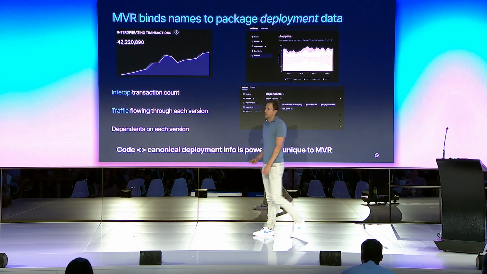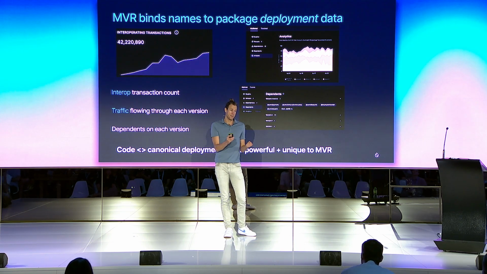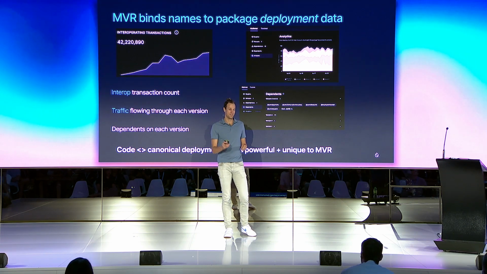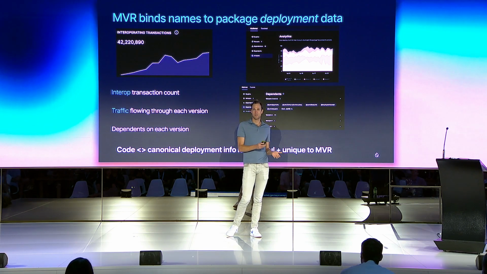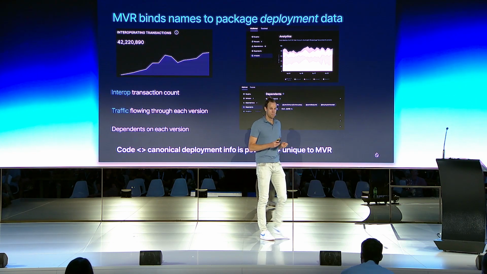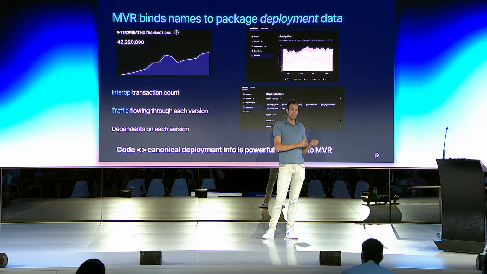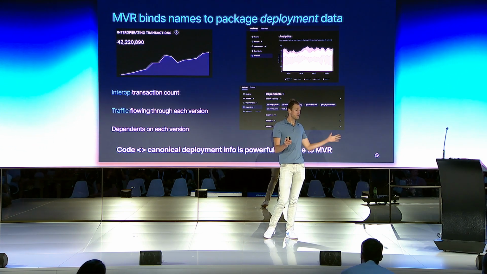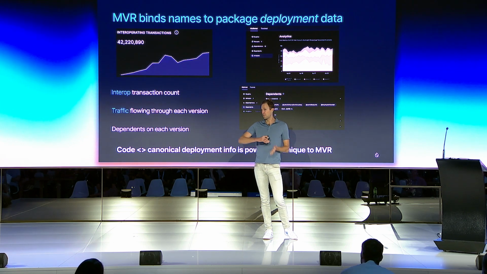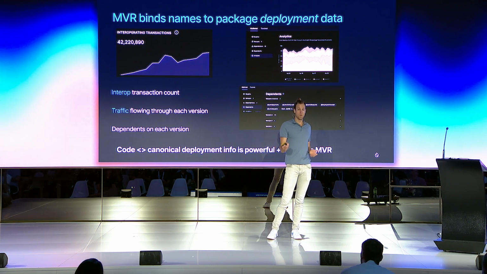So the other thing that MVR lets you do is, you bind package IDs to names and then code, but you also have runtime data, deployment data. Every Move package is deployed in exactly one place, so you know everything that's happening with it. So this will tell you things like, we call it the interop transaction count, like how many transactions are happening that are using your package in a composable way paired with some other package. You can see if your package has multiple versions, how much traffic is flowing through each version, so you sort of know what maintenance you need to do.